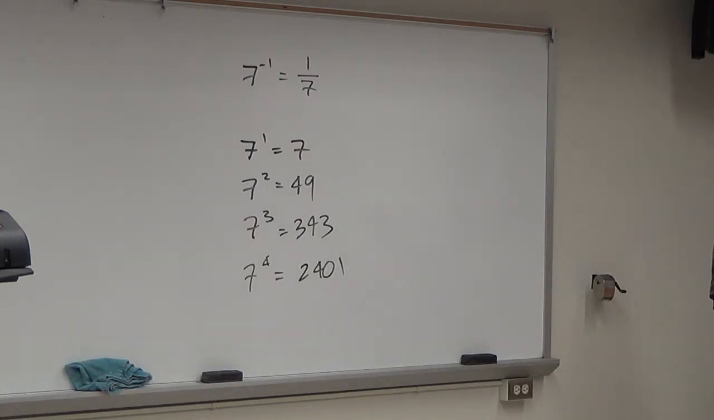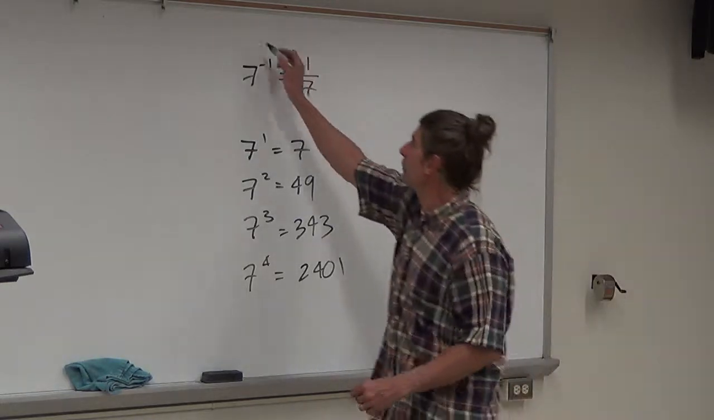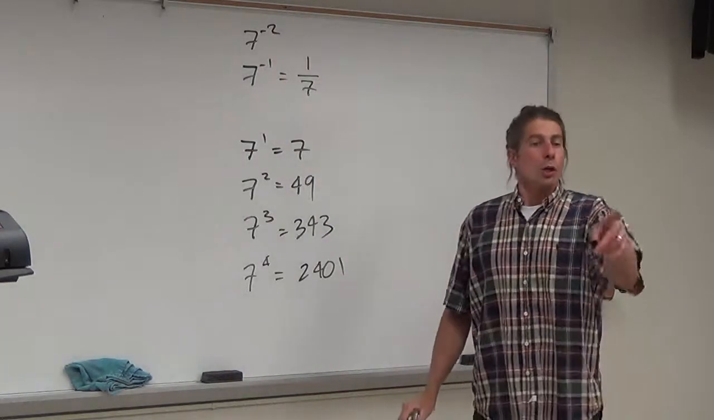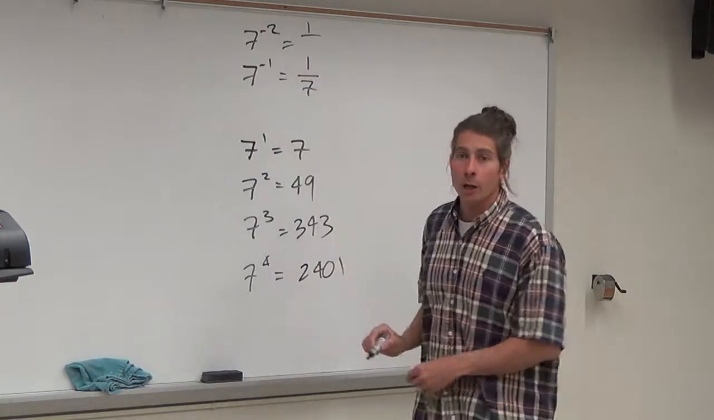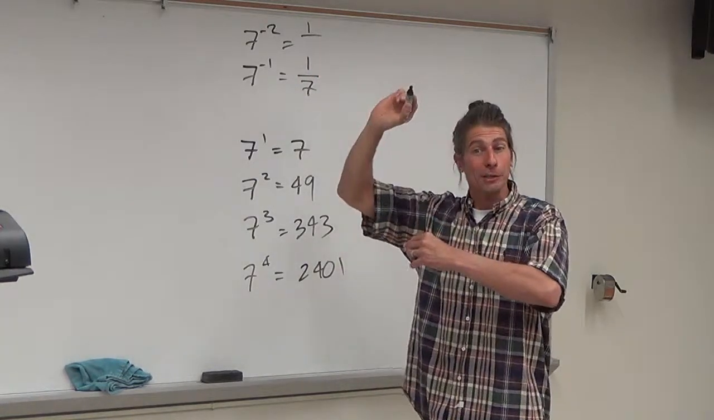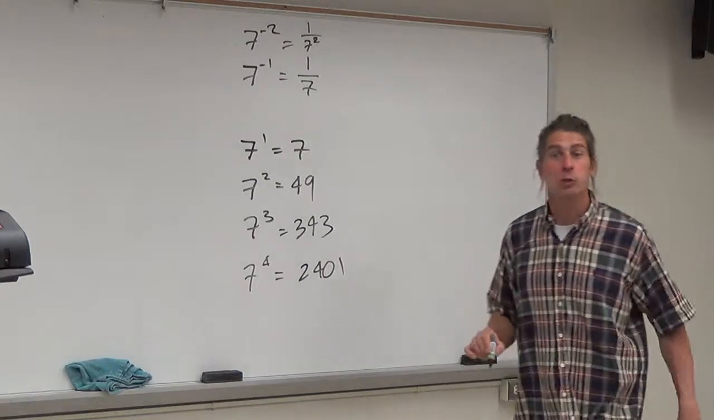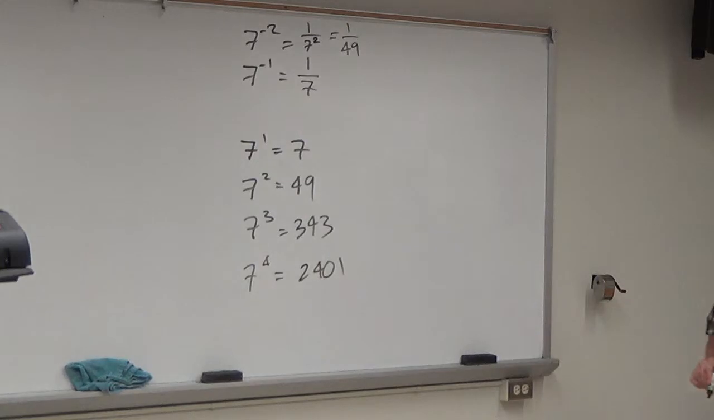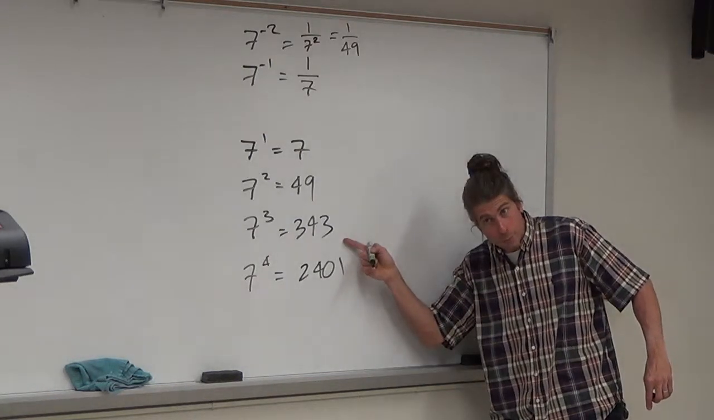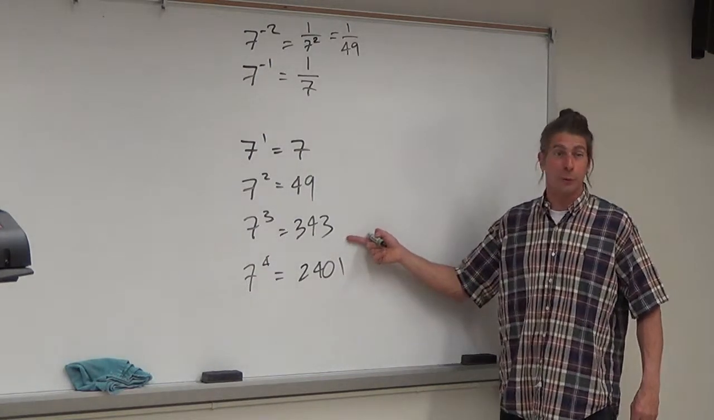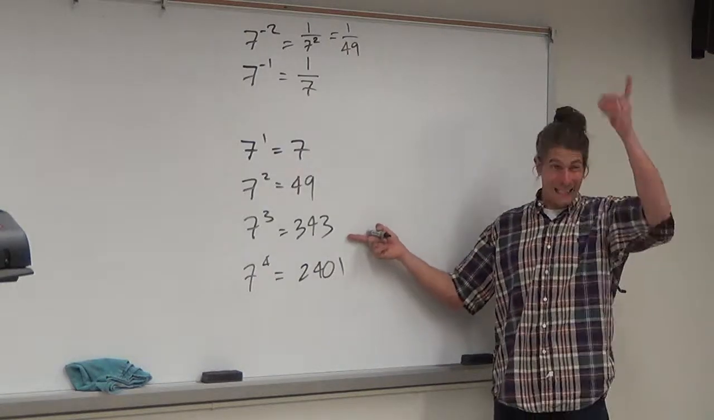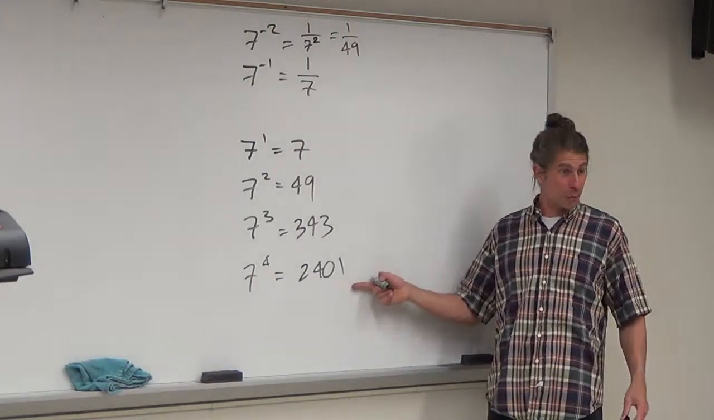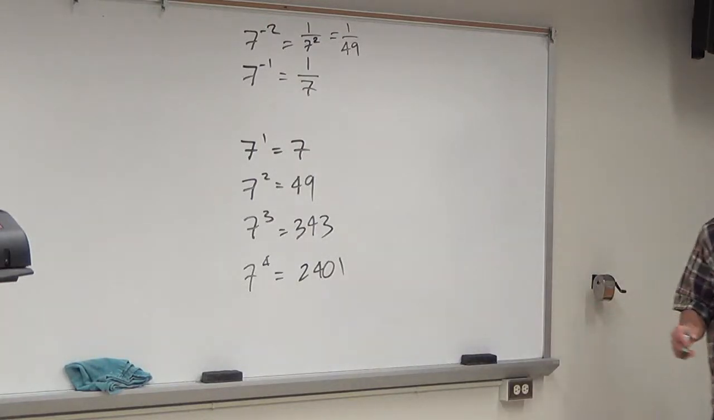Well, okay, so what if you have more than negative 1? Let's look at 7 to the negative 2. You do the same thing. It's still 1 over, but 1 over 7 squared. So it's 1 over 49. Yes. 7 to the negative 3 would be 1 over 7 to the third, which is 343. So 1 over 343. 7 to the negative fourth would be 1 over that, which would be 1 over 2401.